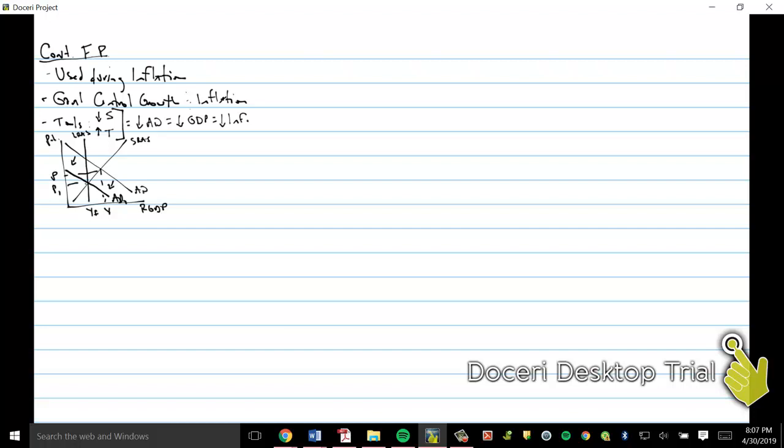Now, real quick question. This goes back to last review session. We've got an inflationary gap, and the government doesn't do anything. Will the economy get back to long-run equilibrium? Yes, it will. It will self-correct. The SRAS is always a self-correcting curve. So that's the opposite of the government stepping in and using fiscal policy.